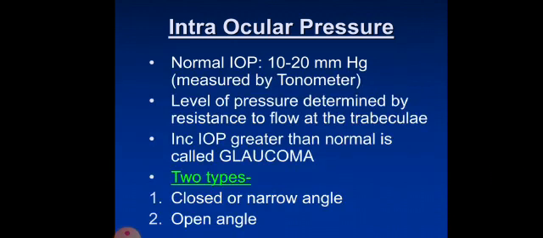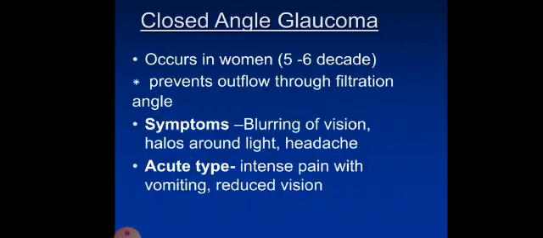Now about the intraocular pressure, because you know that intraocular pressure is maintained by the aqueous humor. So intraocular pressure can come as a 3-marker question for you all. The normal intraocular pressure is 10 to 20 millimeters of mercury, and it's measured by a tonometer. The level of pressure is determined by the resistance to flow at the trabeculae. Now when the intraocular pressure is greater than normal, we call it glaucoma, and there are 2 types of glaucoma: the closed or narrow angle glaucoma, and the open angle glaucoma.